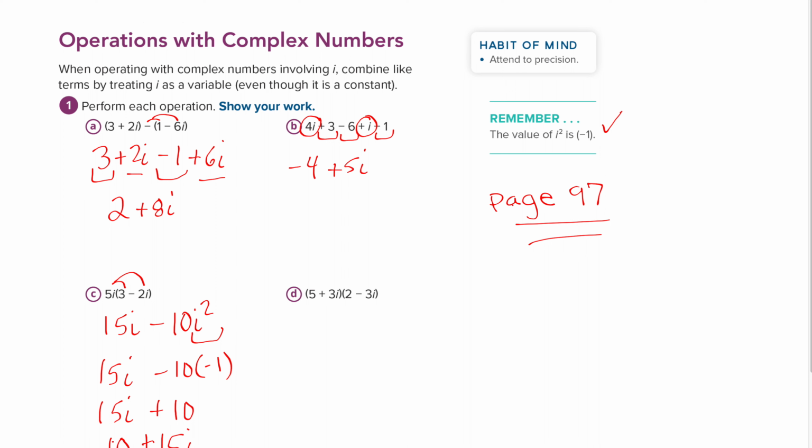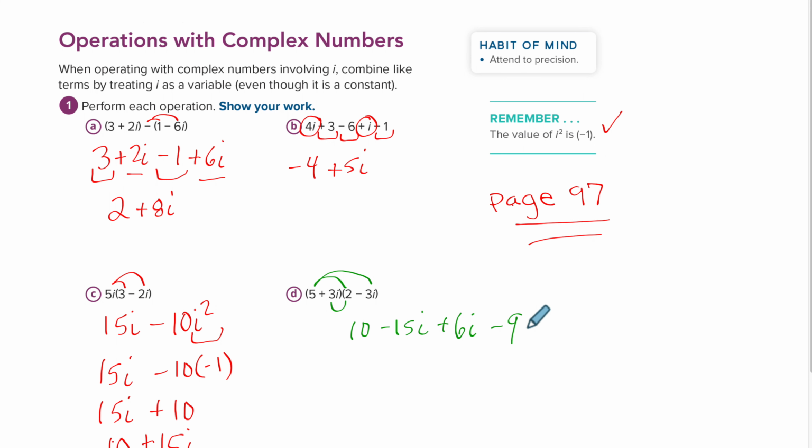Now, part D, double distribute. Here we go. This is going to be a hot mess. So we go 5 times 2 is 10. 5 times negative 3i would be negative 15i. Then we want to do the inside part here, right? So 3i times 2, that would be a positive 6i. And then 3i times negative 3i would be a negative 9.